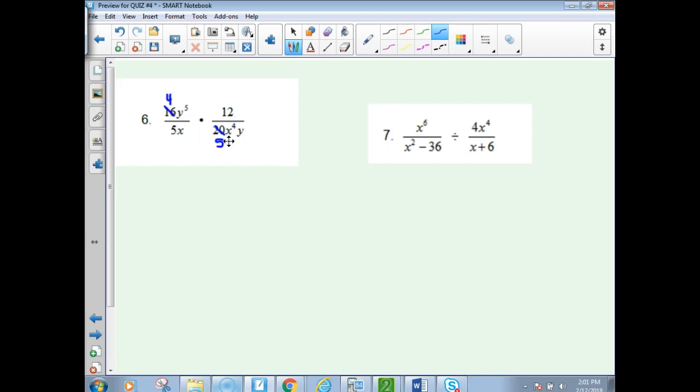I can do some stuff with the y's and x's, but sometimes I think that you get a little confused if I start crossing things out this way. Or would you like to go ahead and get rid of the y? Should I do it now? All right. Y to the first, you take away a 1 from the y to the 5th. That'll be y to the 4th. Okay, so I've got 4 times 12, which would be 48, y to the 4th on top. And on the bottom, I've got 25, x to the 1st times x to the 4th would be x to the 5th. Nothing else I can do with that.